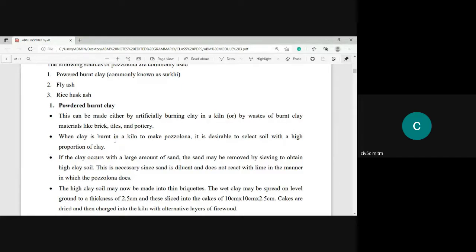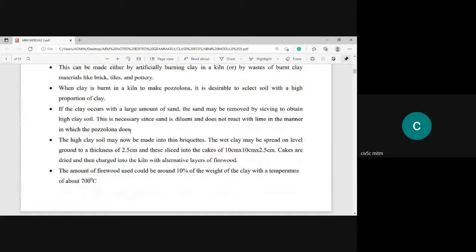Next, when a clay is burnt in a kiln to make a pozzolana, when I want to use the clay as a pozzolanic material, it is desirable to select a soil which is of high proportions of clay. The soil should contain high proportion of clay. For example, if the soil contains more amount of sand instead of clay, then I need to sieve that soil and remove completely that sand. Why? Because sand is a diluent, it is an inert material.